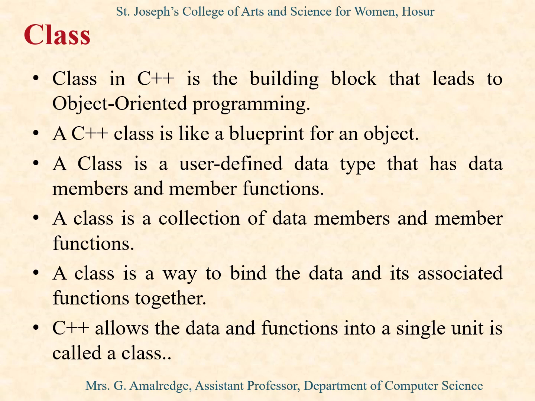Class. In C++, class is like a blueprint for an object. A class is a collection of data members and member functions. A class is a way to bind the data and its associated functions together. It is a user-defined data type that has data members and member functions. C++ allows the data and functions to be put into a single unit that is called a class.